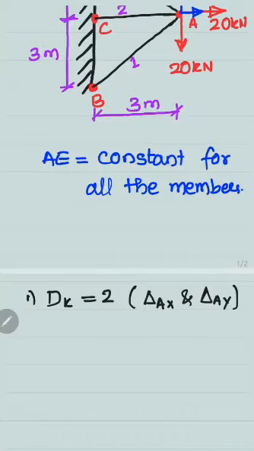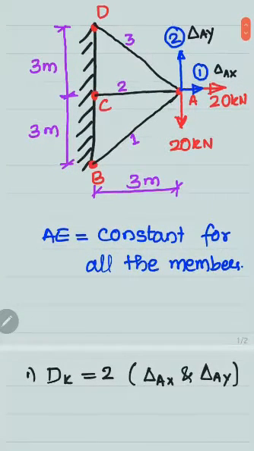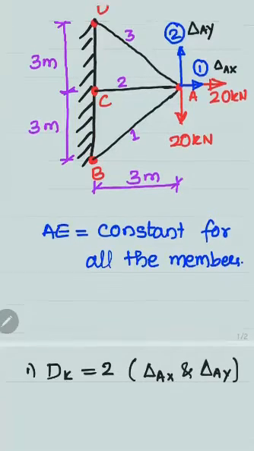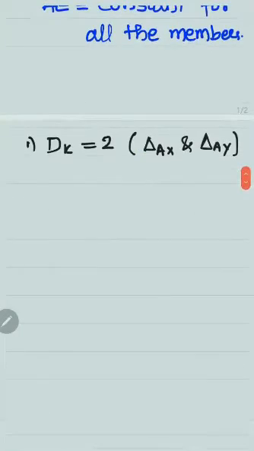So the degree of freedom here is 2. For these two, I have assigned coordinate number 1 and coordinate number 2. Coordinate number 1 corresponds to delta AX and coordinate number 2 corresponds to delta AY. Clear? Now with these degrees of freedom, I'll calculate the stiffness matrix.